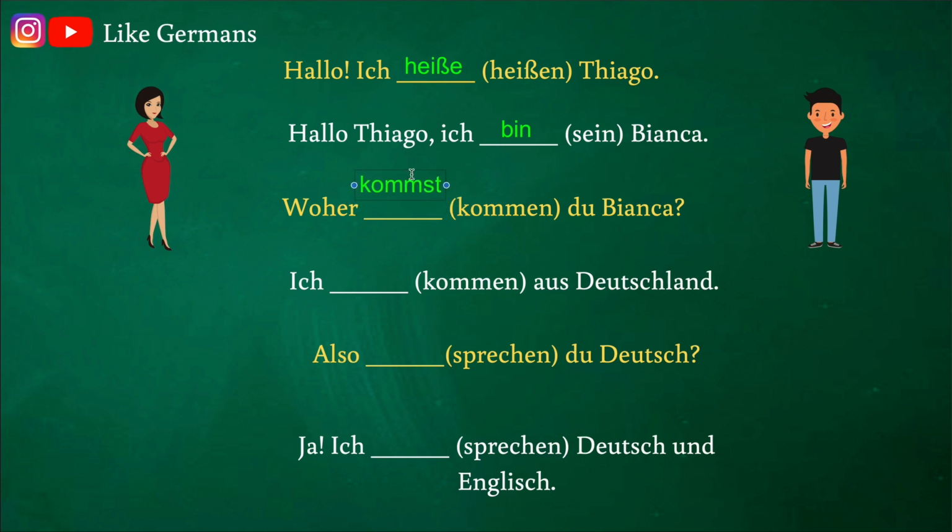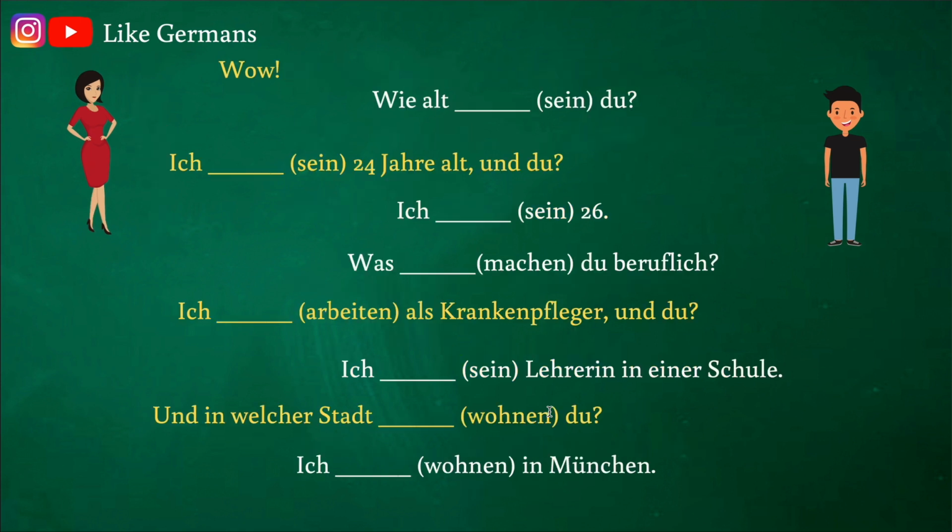I am from Germany. Ich komme aus Deutschland. Also, irregular verb. So you speak German. Also sprichst du Deutsch? Yes, I speak German and English. Ja, ich spreche Deutsch und Englisch. Alright. Wow. What's your age? Wie alt bist du? How old are you?